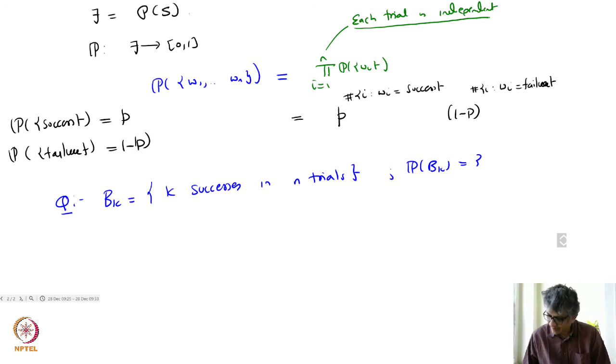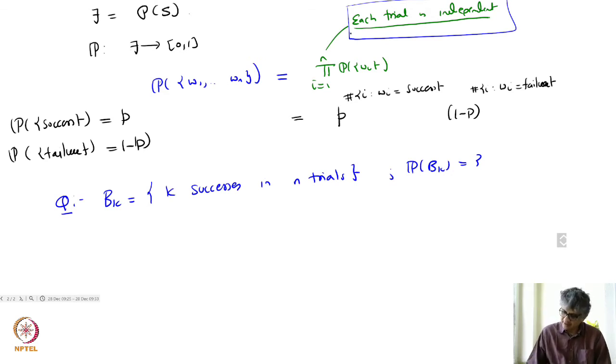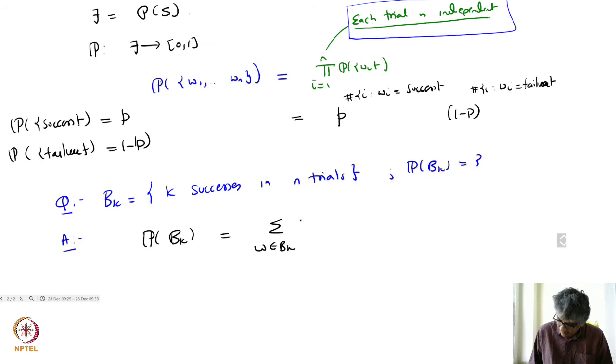So here I've used independence, right? Very good. What is the probability of B sub k? So here's the answer. Now you already know, because P is a probability, the probability of B sub k is the same as the sum over omega in B sub k of the probability of omega, where omega is omega 1 up to omega n.